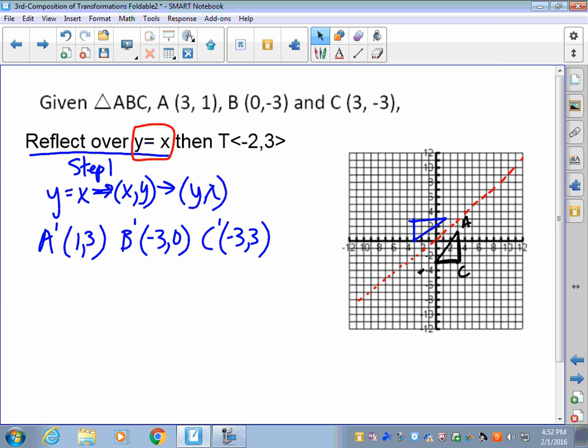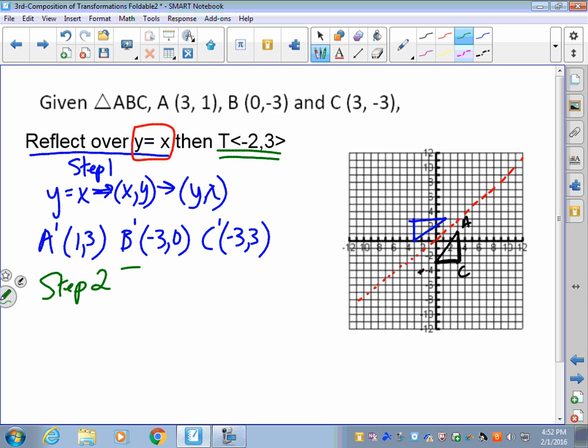And then step 2 tells us that we're going to translate it with the vector component form of negative 2, 3. So the second thing we're going to do is translate. This basically means we're going to subtract 2 from x, add 3 to y. We're going to do that to every point.